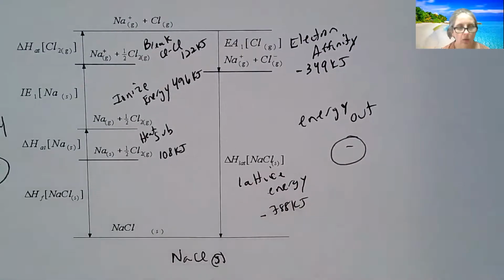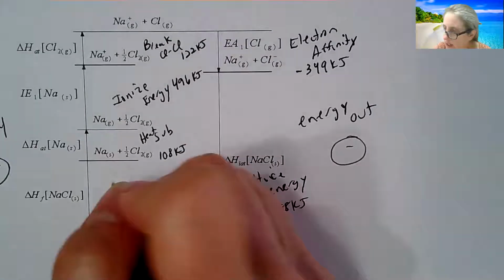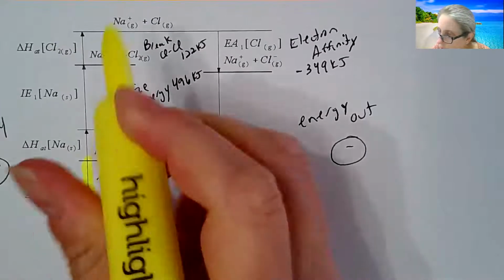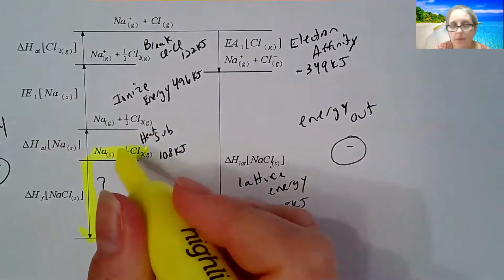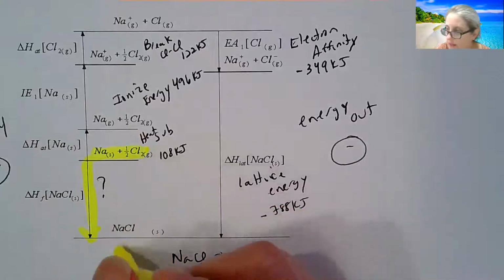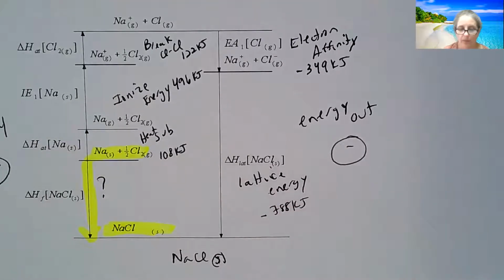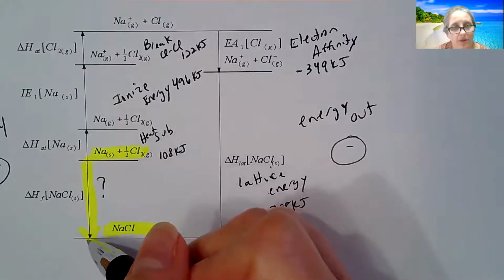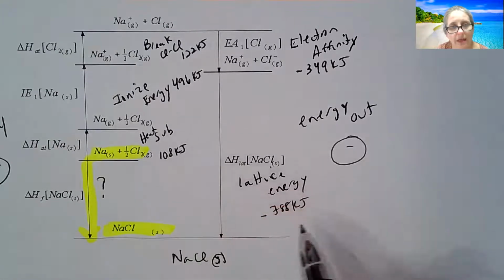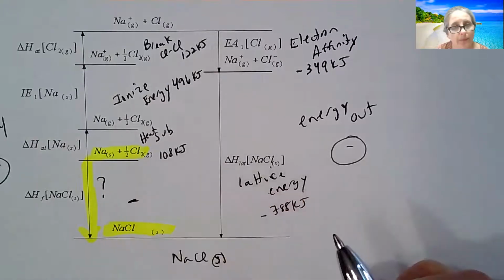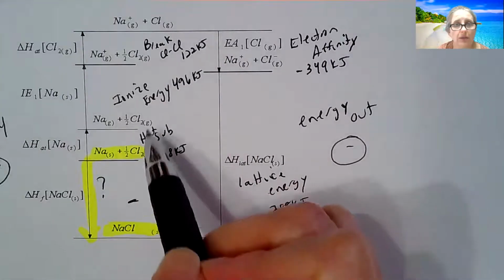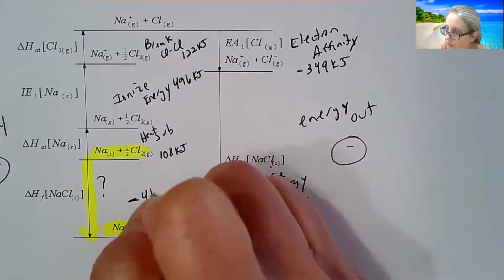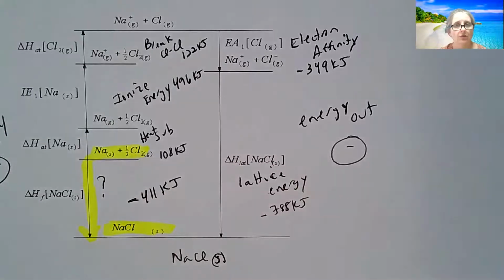Okay, so what is the mystery? The mystery is here. It is going from the sodium solid plus 1/2 Cl2 gas to sodium chloride solid. That's what I want to find out. Since this arrow is pointing in the opposite direction, please understand that it's going to be a negative number. Secondly, if you were to add all of this up and subtract these from it, you will get the negative 411 kilojoules of energy.